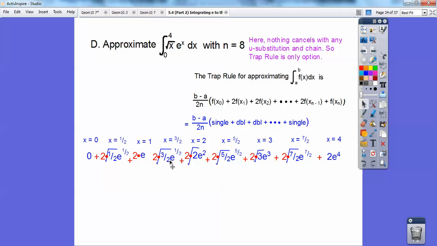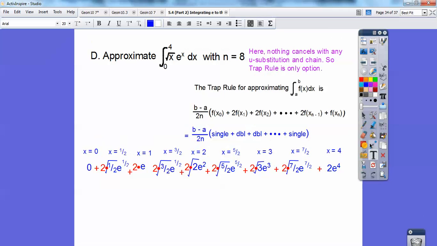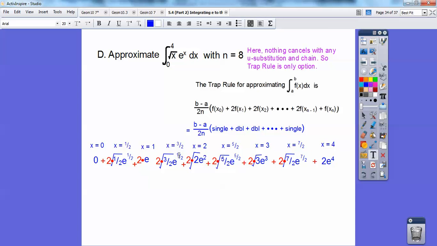Whoops, there should be a 3 halves right there. I'm sorry. That should say 3 halves right there. Okay, let's see. Can I change it? Boy, it's going to be a mess. I know it's going to be, well, it's going to be big. Let's see, isn't it? Oh, I got it. Hooray. Okay, so that's 3 halves.